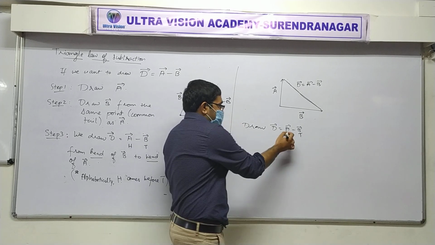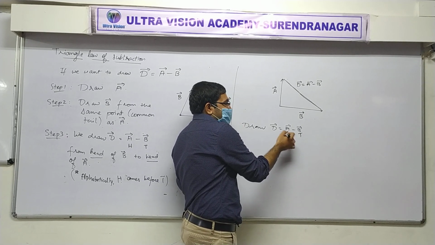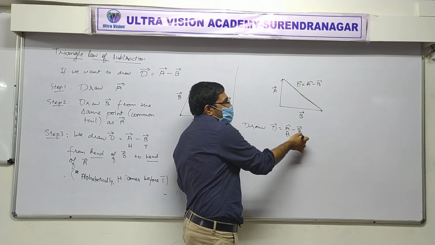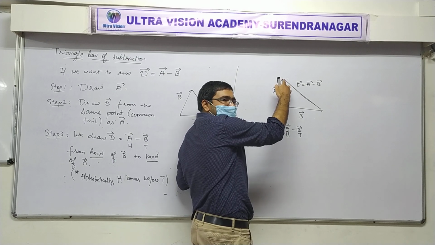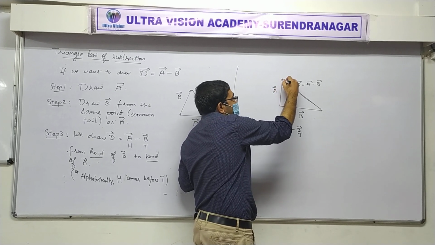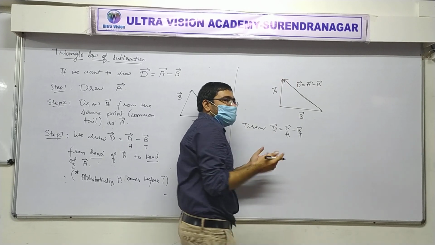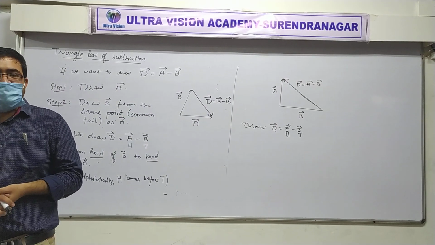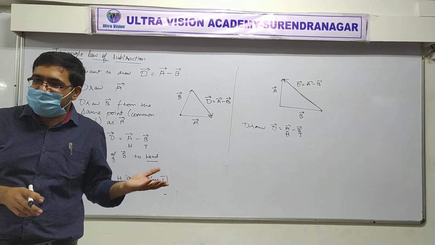The side where A vector is, there D vector's head will come, and where B is, there the tail will come. So where is A? Over here. So where will be the head of D vector? Here, towards A. Did you understand? Clear or not clear? That's how you can mark it up.